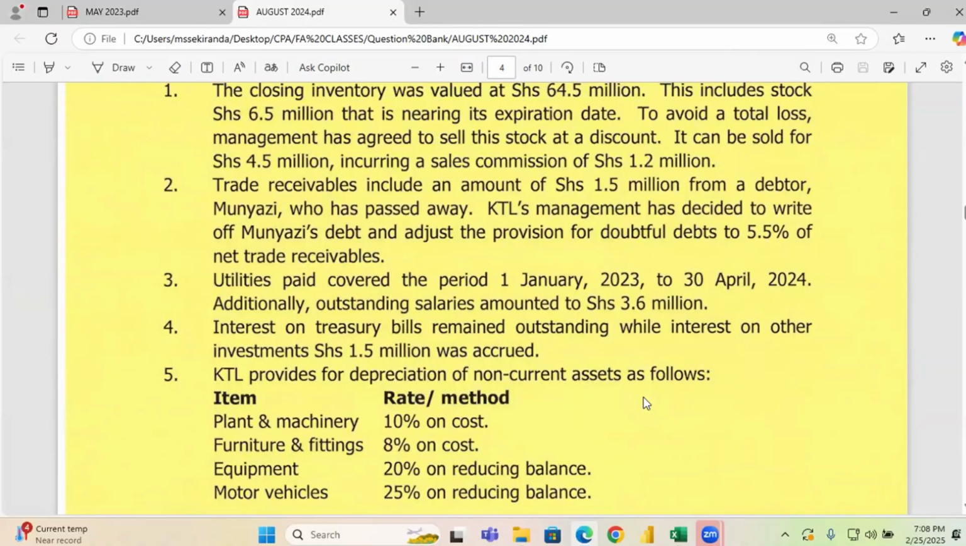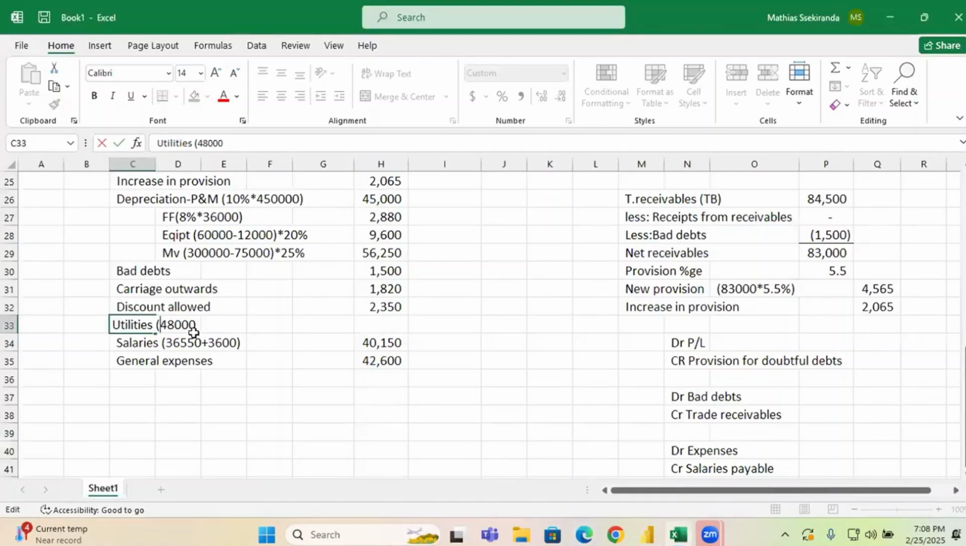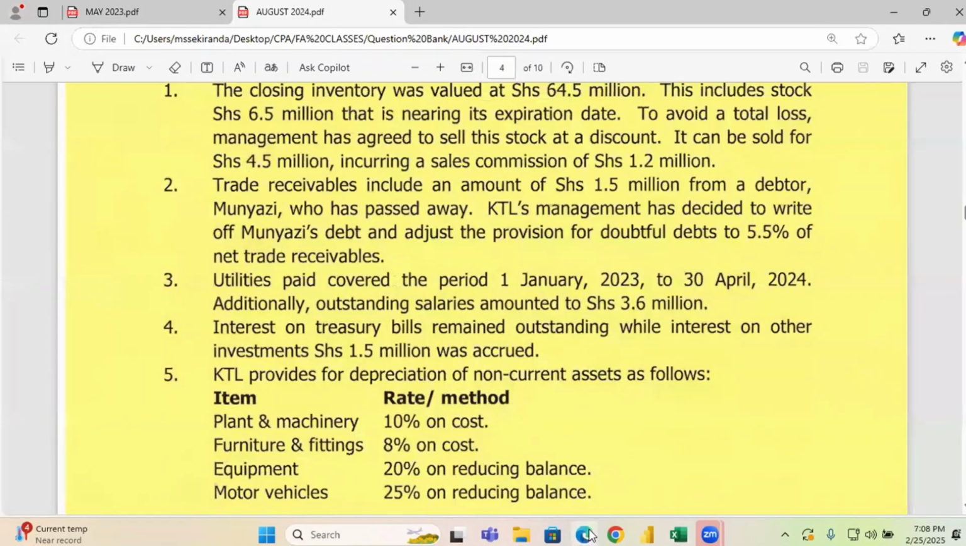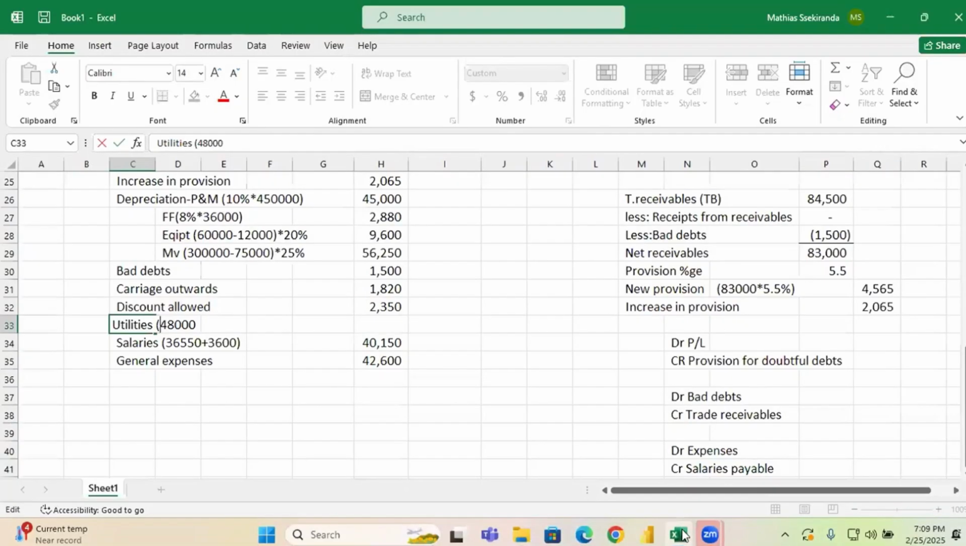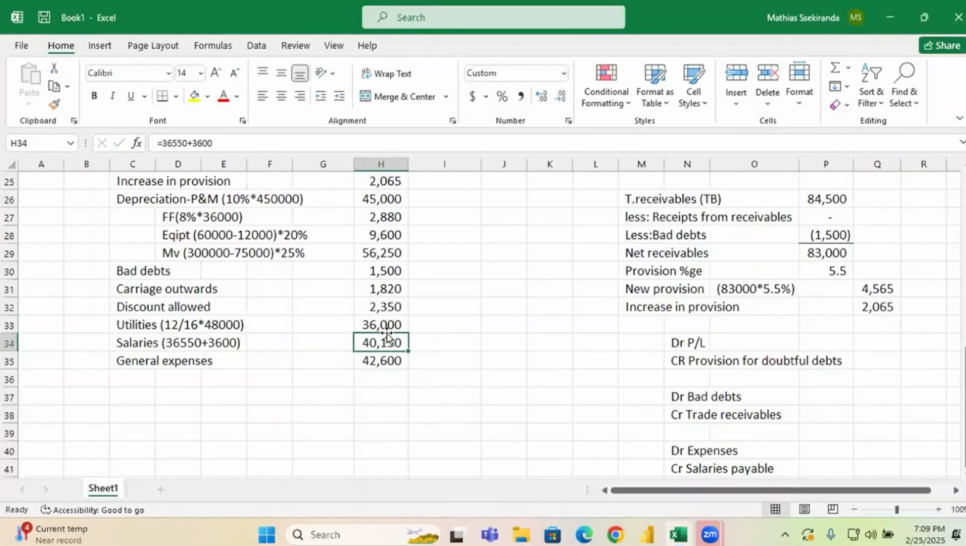Therefore, for us, in the profit or loss, we only recognize payment for 12 months, right? So it means the prepayment is for 4 months. So what do we do here? Remember they had paid for 16 months in total. So for us, we shall only recognize 12 months, so this is 12 over 16 times 48,000. We shall only recognize the utilities figure for only 12 months.